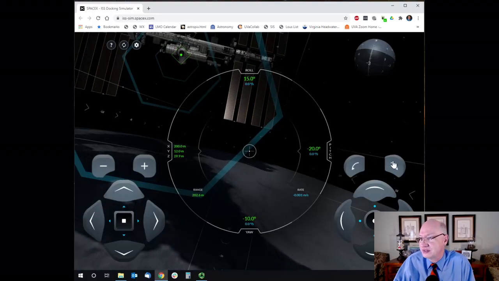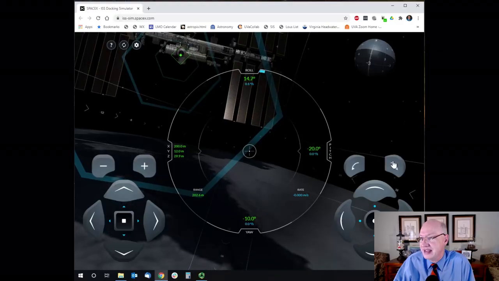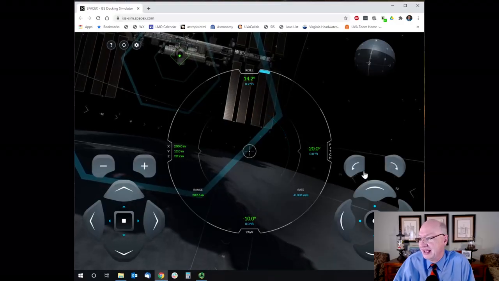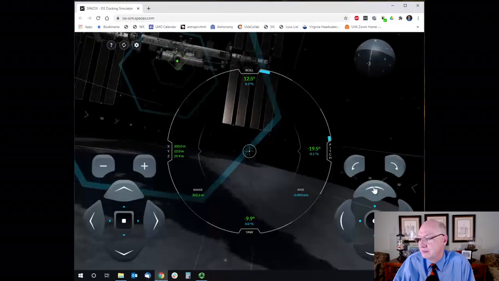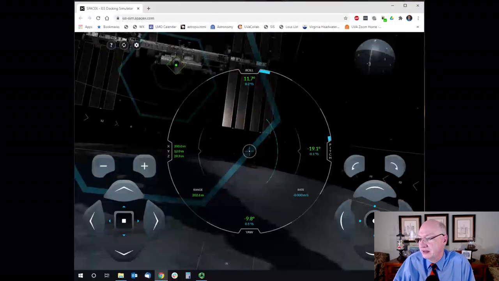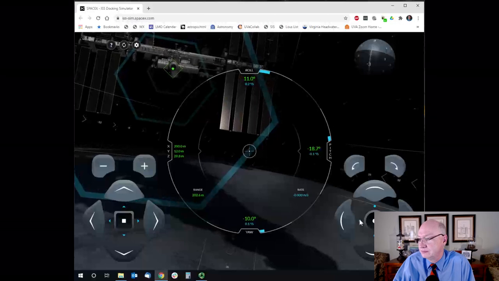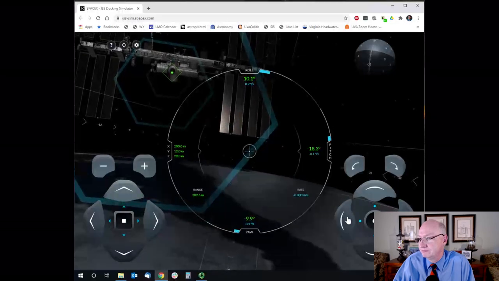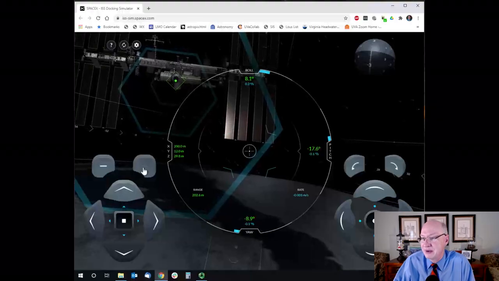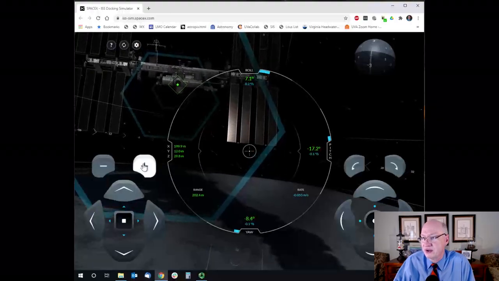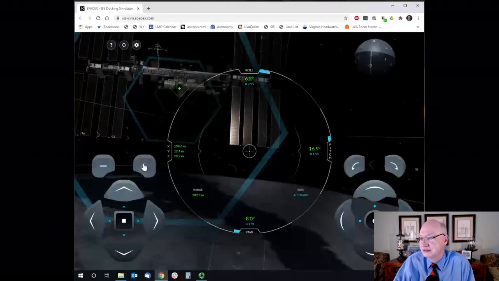In this case, for example, we can try and take out some of this roll that the spacecraft has, take out some of the pitch that we have, take out a little bit of the yaw. At the same time, I'm going to fire my thruster to start moving forward towards the space station, speed up a little bit.